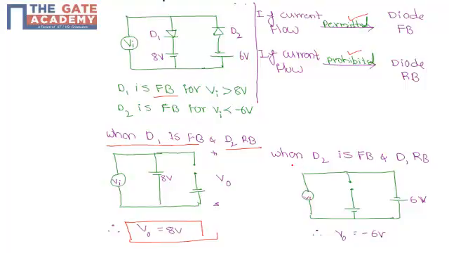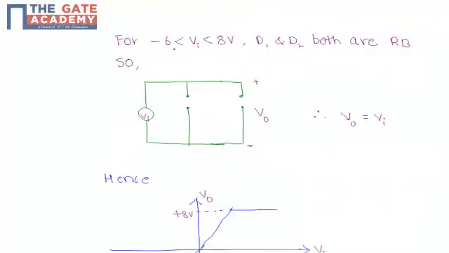Coming to the second condition, when D2 is forward biased and D1 is reverse biased, D1 will be open circuited. Therefore, we get V0 as minus 6 volts, that is the negative half cycle. Therefore, the input value lies between minus 6 volts and 8 volts.